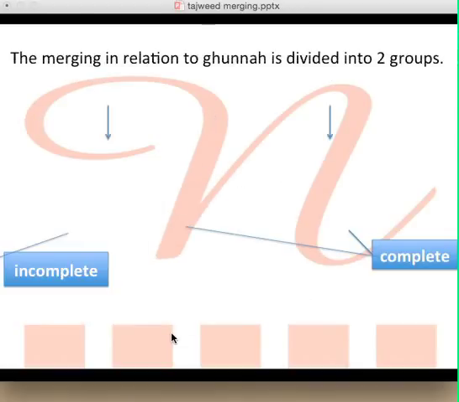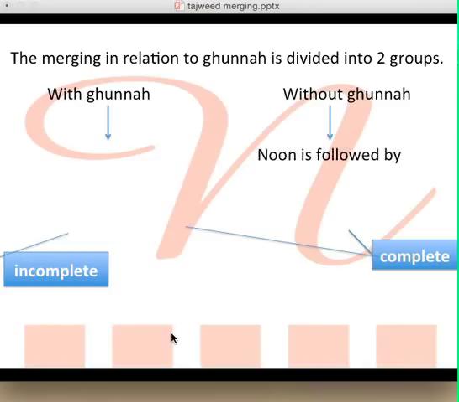Okay, now the merging in relation to ghunna is divided into two groups. The first group is with ghunna. We read, as I read the previous examples, sometimes with the ghunna, sometimes without ghunna. Why? Because with some letters the noon goes completely, so we don't read the noon with the ghunna. Sometimes the noon goes but the ghunna stays, so we have to pronounce it. With ghunna and without ghunna.